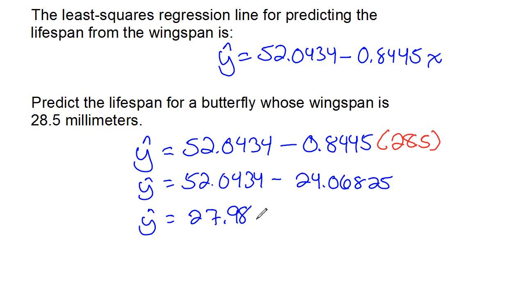So what I want you to do is make sure that you try to calculate the least squares regression line using the slope and the y-intercept. You need to be able to calculate those. And then also try to make some predictions based on a least squares regression line. And let me know if you have any questions.